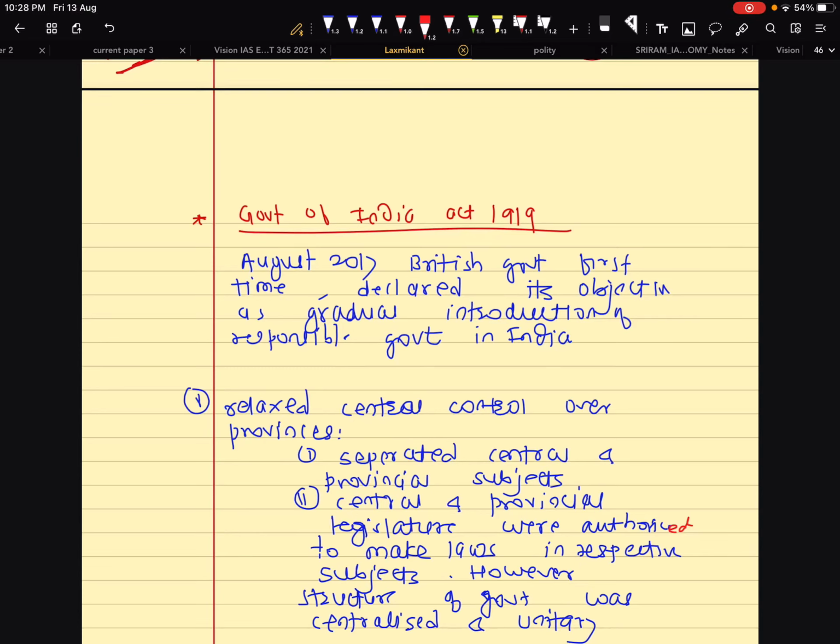So, in polity historical background, we had covered the first part. It was up to the Act of 1909. So now we are going to cover the next, that is the Government of India Act 1919.